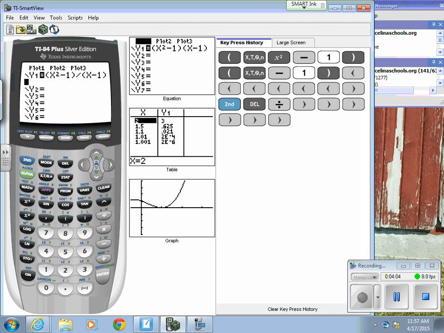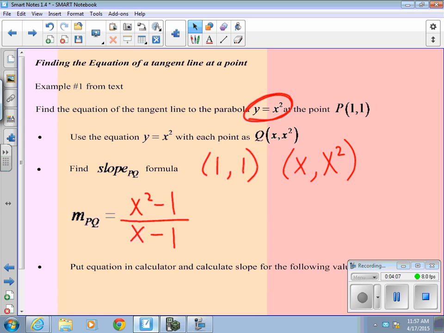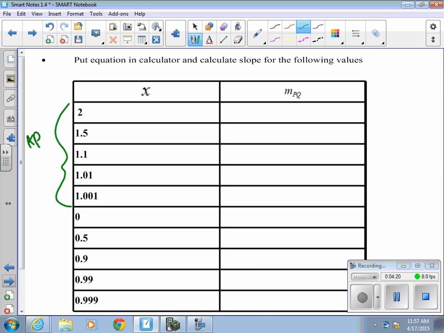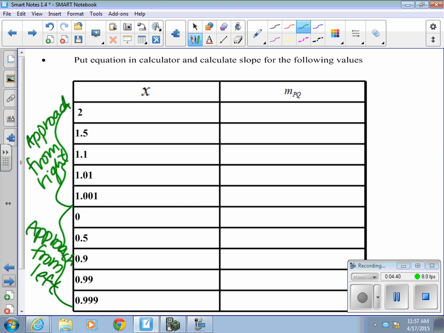Now, on your notes, I provided you with a table. I won't always give you the x values. Sometimes you need to think about it and come up with that. The point being, we're approaching 1 from the right when we go from 2 to 1.001. So, approach from the right. These bottom numbers are approaching from the left, so make sure you approach from both, and we're going to hope and see that they are both approaching the same value.